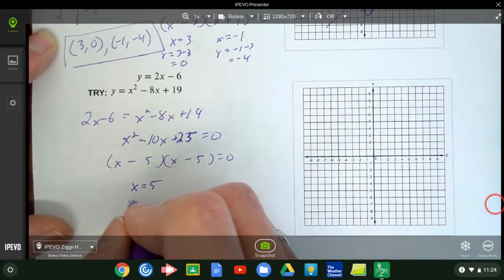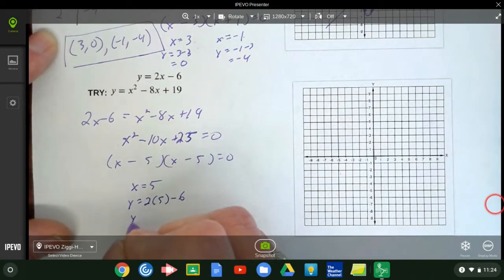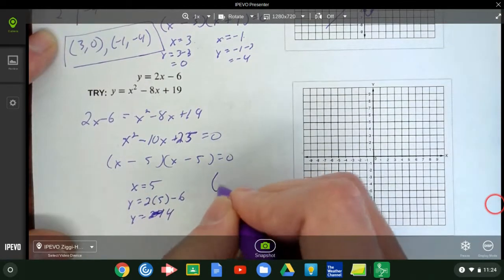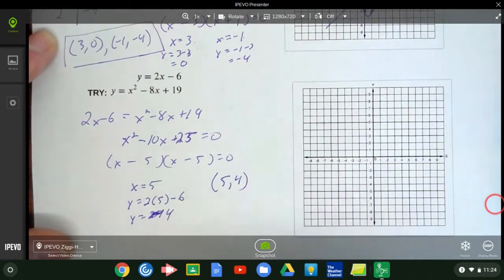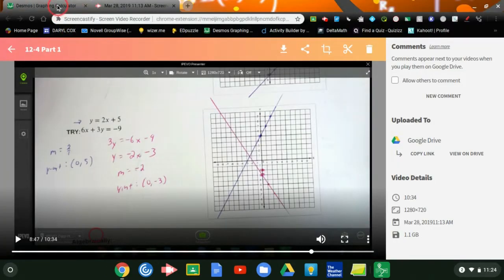So now my y: 2 times 5 minus 6. So the y is 20, no, lies. 10 minus 6 is only 4. So when x is 5, y was 4. And you could graph that and check it. In fact, you know what? Let's look at a graphing utility and check it here.